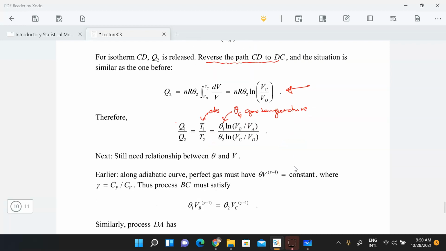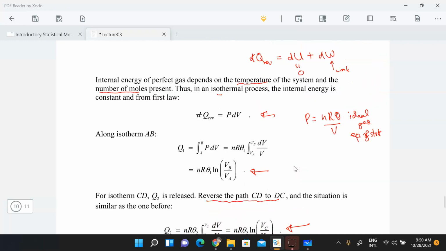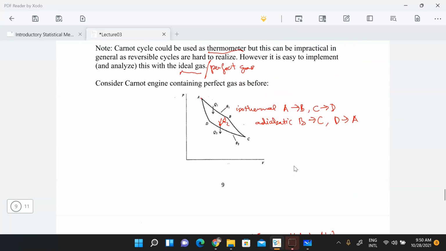So what do we do now? We still have this problem because this is something we do not know how to relate between each other. But then we have another thing that we have not used inside this Carnot cycle. Carnot cycles are not just the isotherms, but you also have the adiabatic process.